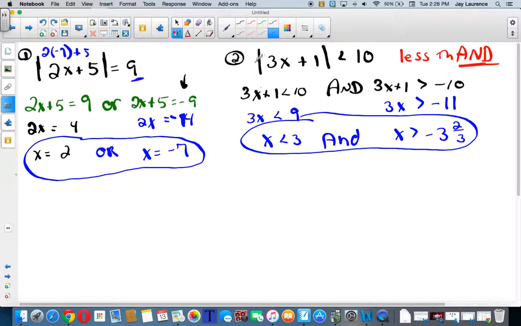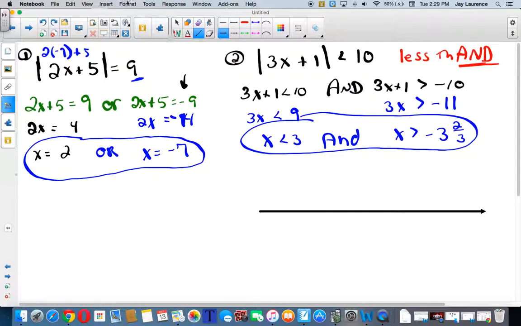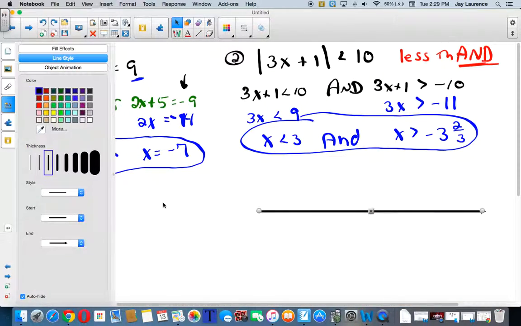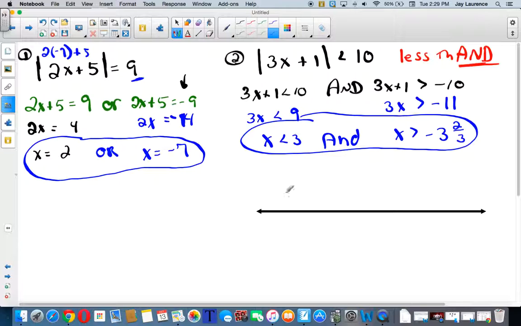Now, if we put that on a number line, where did you go, number line? Number line, you're so fine. There we go, there's my number line. And let's put an arrowhead on it. Now I'm going to show -3 and 2/3, and I'm going to show 3. My points will be open points, and I have to shade. Well, remember before from class, ands tend to look like this, right? Okay, well, I'm going to shade in there.